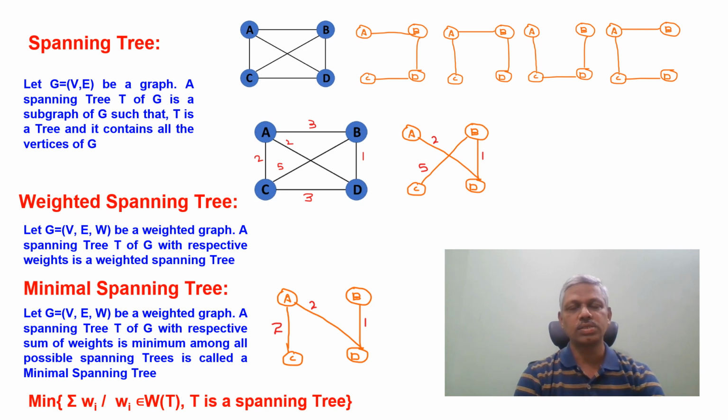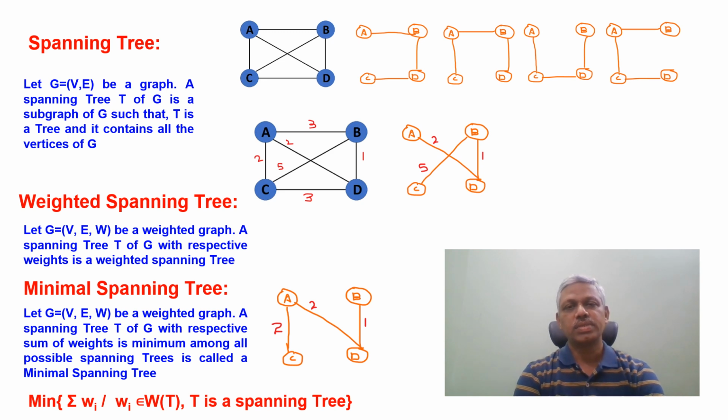Now, let us consider a graph G = (V, E), a graph with vertices V and edges E. Then a spanning tree of G, T, is a subgraph such that all the vertices of the graph are present in T and no cycles are present. So any subgraph having no cycles and consisting of all the vertices of the graph is called a spanning tree.